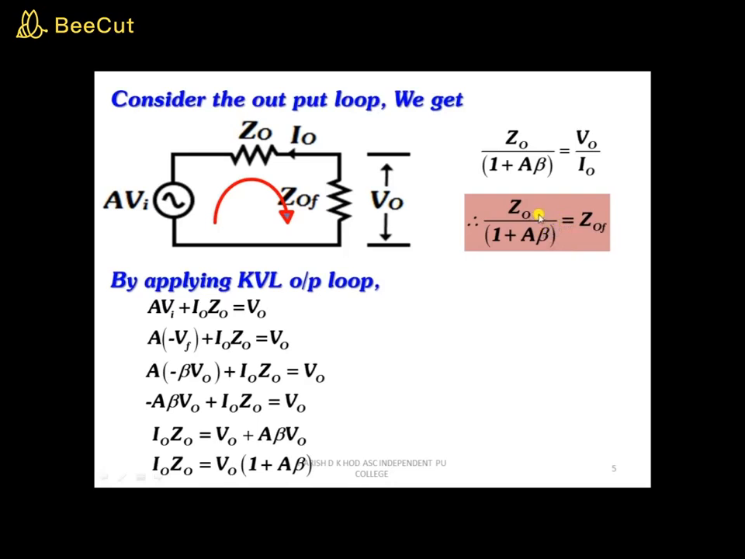Children, the important thing you have to observe here is that the term 1 plus A beta comes in the denominator. So whenever the term 1 plus A beta comes in the denominator, that quantity decreases.